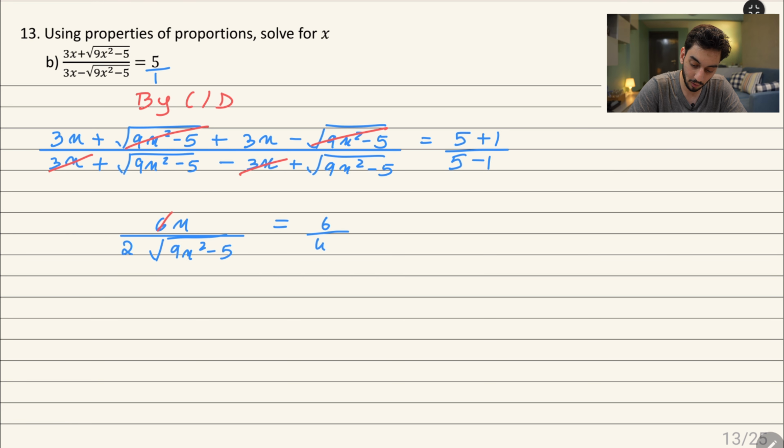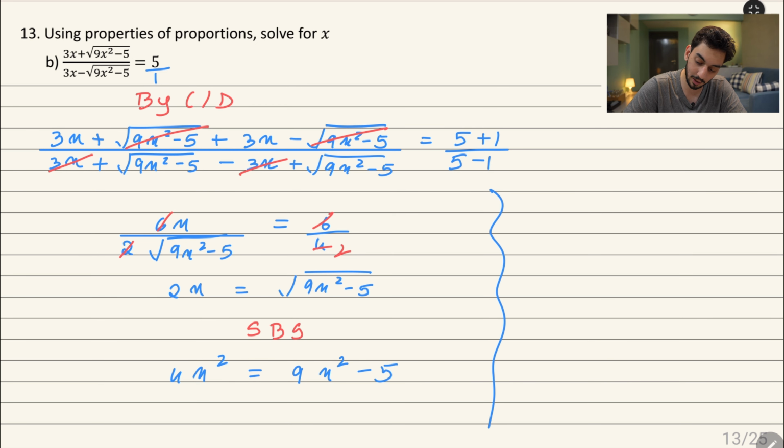The 6 can go away from both the sides, 2 times 1 and 2 times 2. The 2 goes to the numerator, the root goes to the numerator, so it becomes 2x is equal to root of 9x squared minus 5. I don't need this square root, so I'll have to square on both the sides. When I square on both the sides, this thing becomes 4x squared is equal to, the square root just goes away, so 9x squared minus 5. I'll just complete it over here.